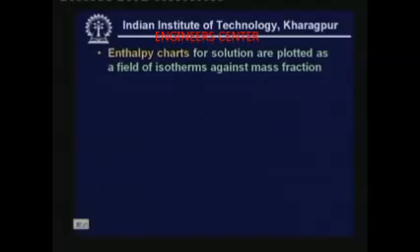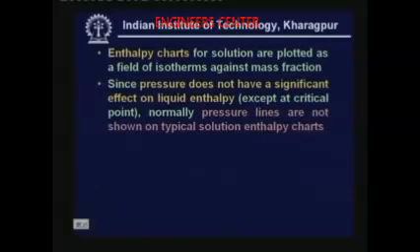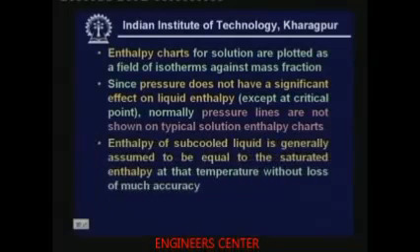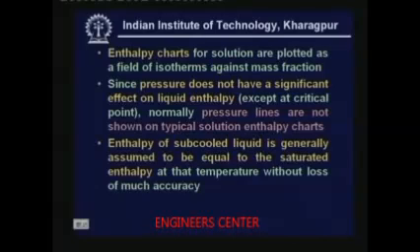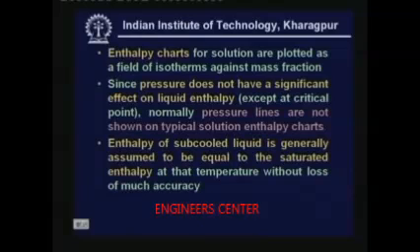So, normally they are plotted against mass fraction for different isotherms, and since pressure does not have a significant effect on liquid enthalpy except at critical point, normally the pressure lines are not shown on typical solution enthalpy charts. That means for the liquid enthalpy only the temperatures and concentrations are given. It is also generally assumed that enthalpy of subcooled liquid is equal to the saturated enthalpy at that temperature. If you are assuming this, it will considerably simplify the calculation procedure, and it does not give really a big error. So it is a standard procedure.